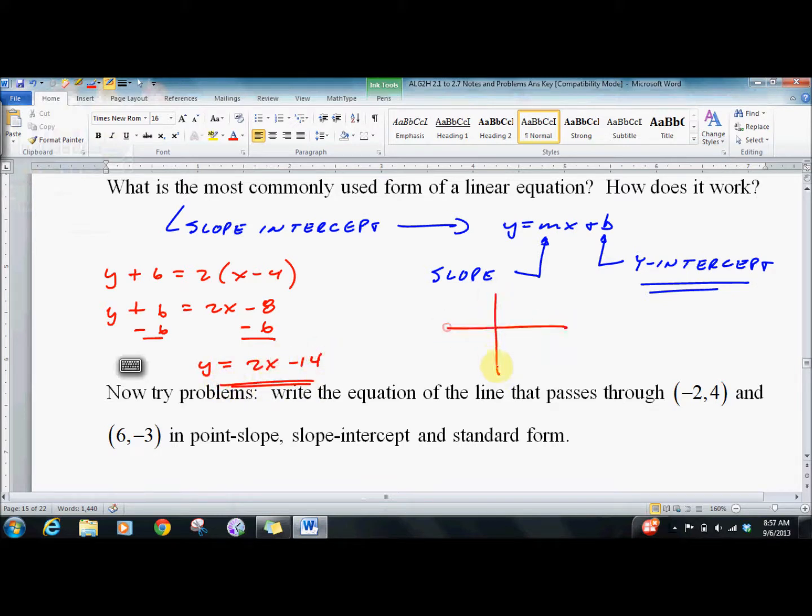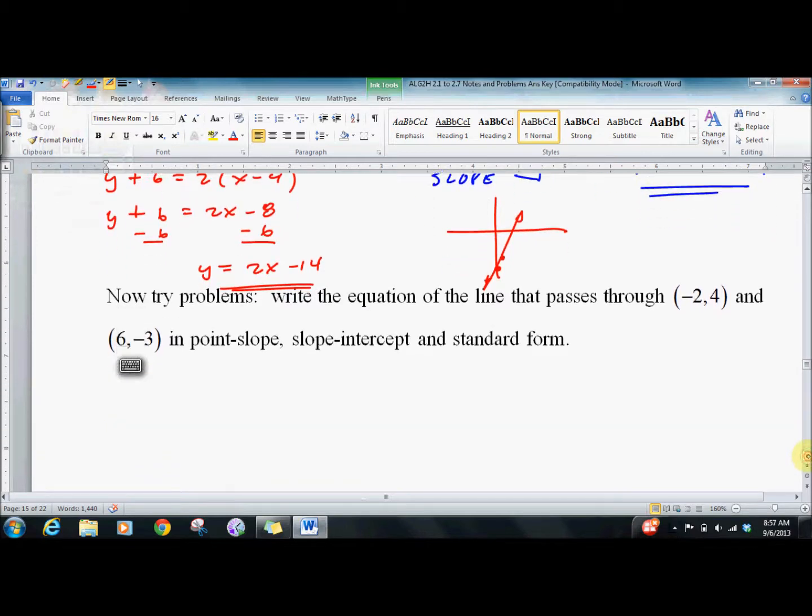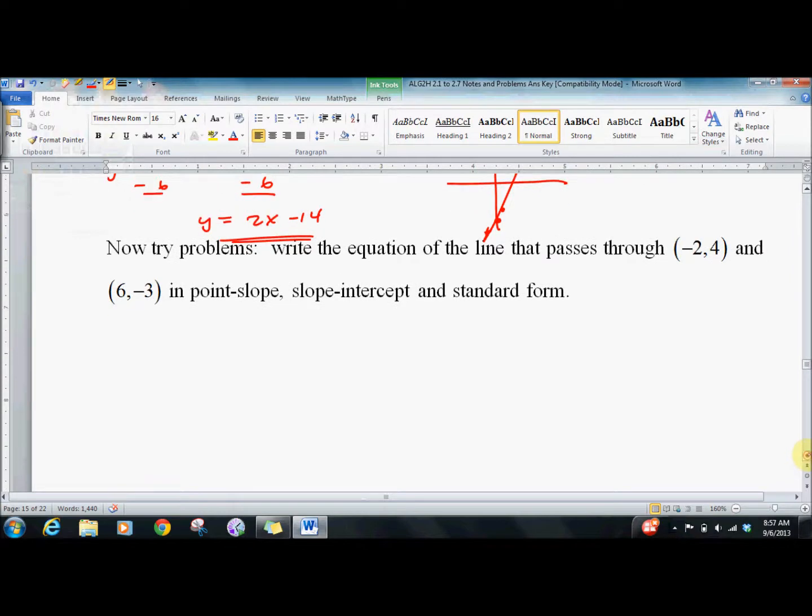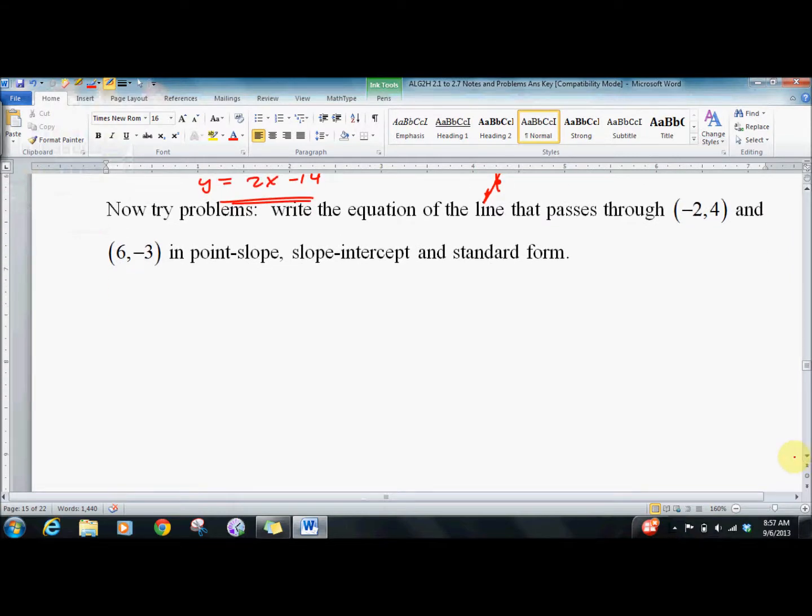Now we can graph it. Go down to 14, up 2 over 1. So it's a very handy form of the line in terms of graphing and understanding what's going on. Oh, I know where the y-intercept is, I know what the slope is, makes it easier. But we put them together to solve problems. So we're going to put this line in every form we can.